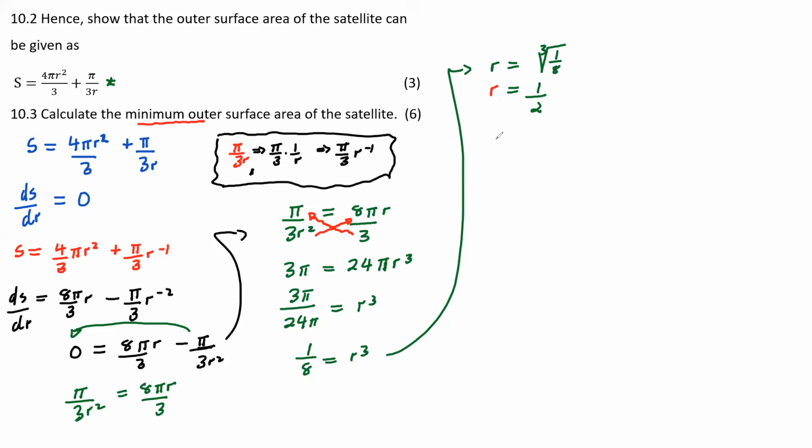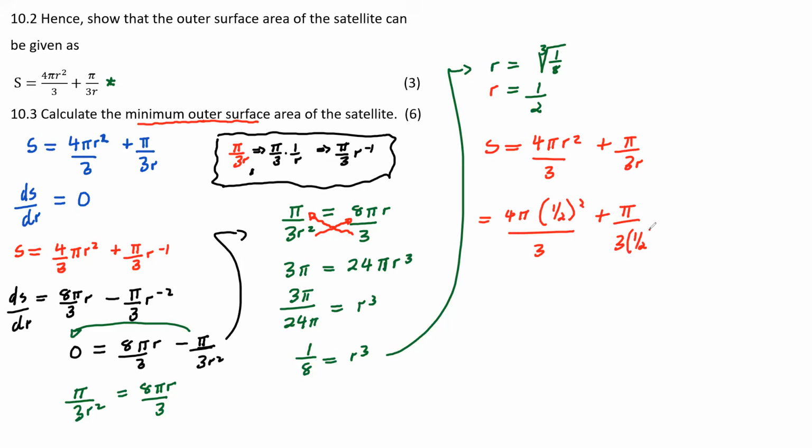But they want the actual surface area. Calculate the minimum outer surface area, not the value of r when I have minimum, rather the minimum. So now I've got 4 pi r squared over 3 from the original plus pi over 3r. Substitute 4 pi, r is a half, that's squared, over 3 plus pi over 3 times a half. That's what I have right there.